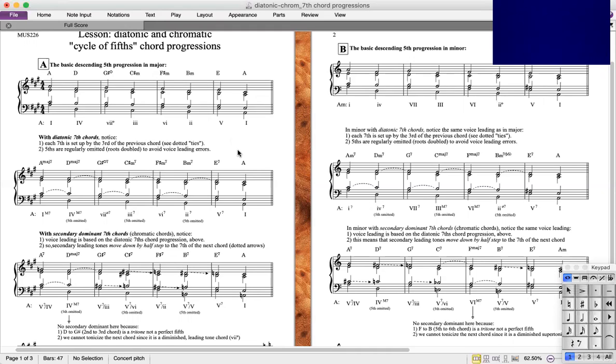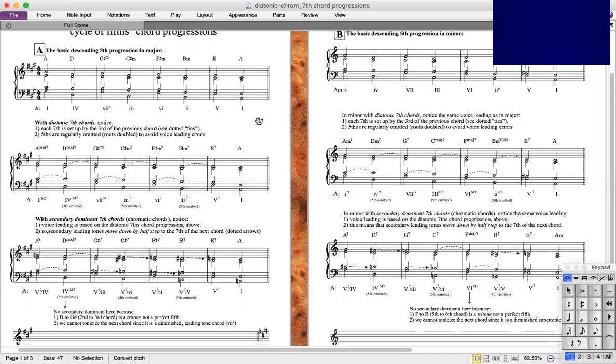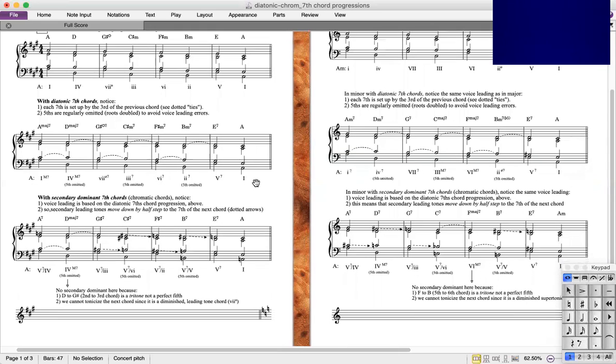It's really going to help. But the first thing here, part A on the first page, I'll just go over what we have here. So on the very top line, this descending fifths progression in major. This is really familiar to us. This is, as we know, the basis for all of these predominant, dominant, diatonic harmonies that we have, right? This descending fifth progression, very strong. And the second line here, we're adding diatonic sevenths, right? So notice we're in A major and there are no accidentals, right? So everything just as you find it in the key.